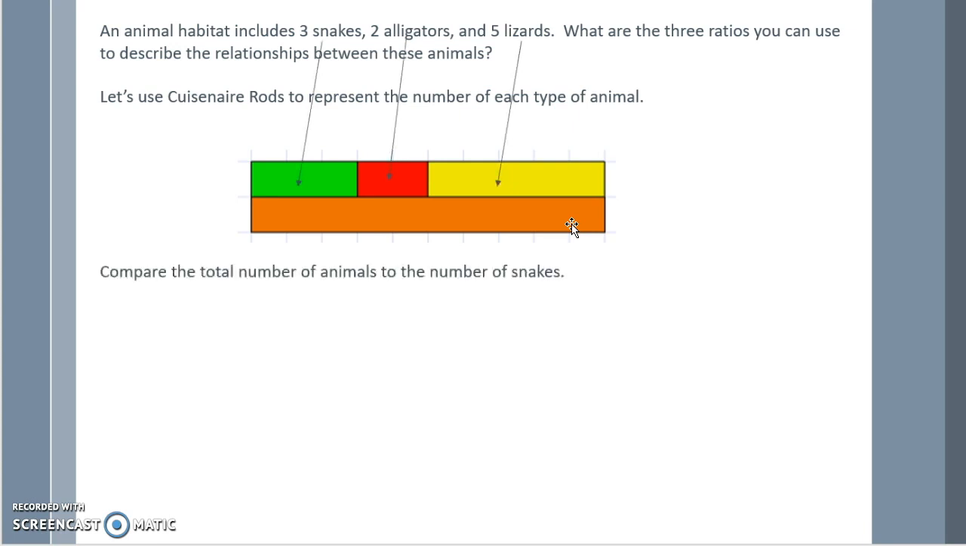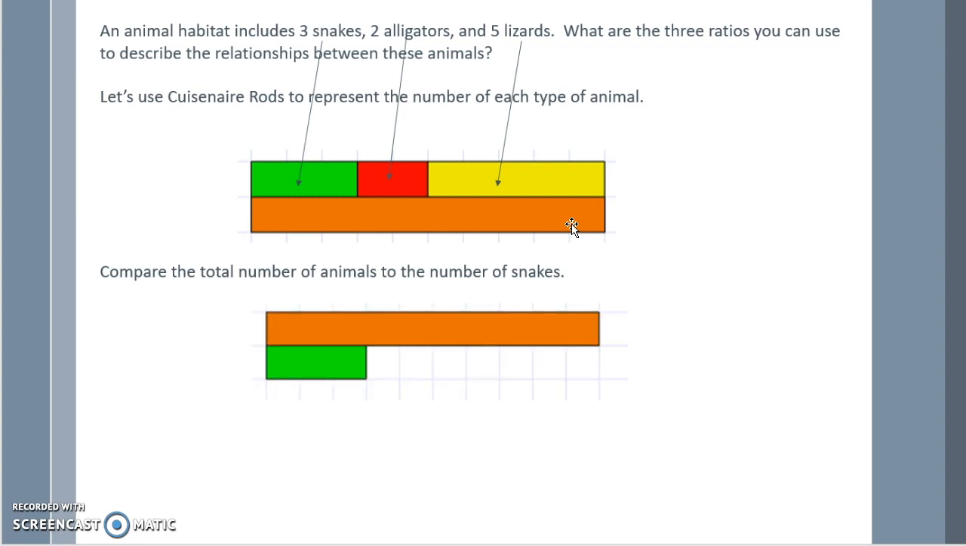Compare the total number of animals to the number of snakes. So the total number of animals is 10 and the number of snakes is 3. I can see that this is 10 colon 3, 10 to 3, or 10 divided by 3. This is whole to part, so we're comparing the whole number of animals to a part of the animals, a piece of it.